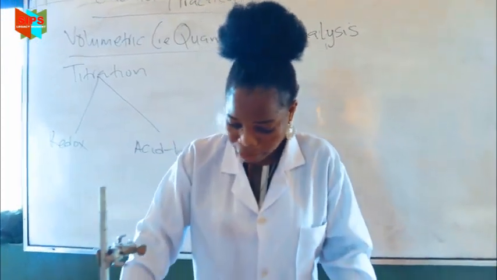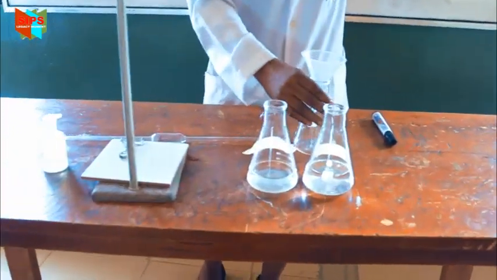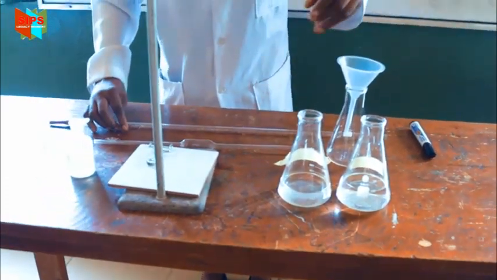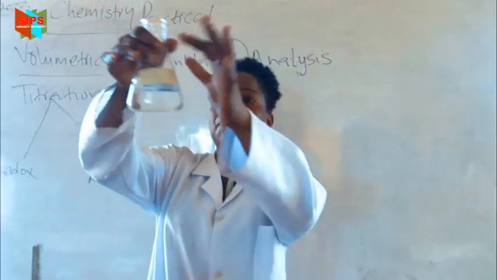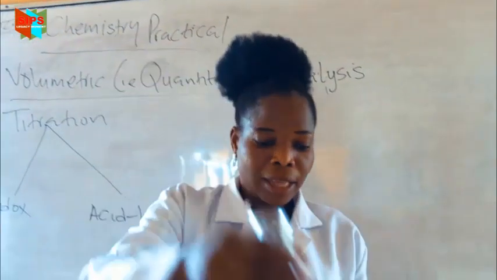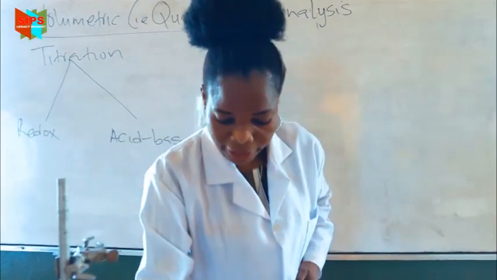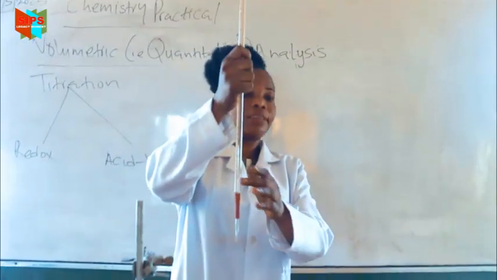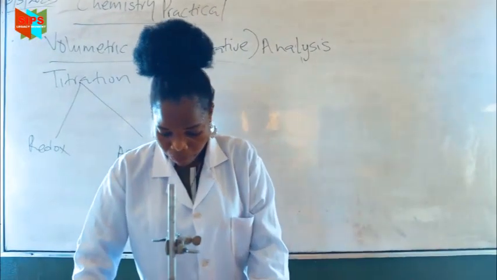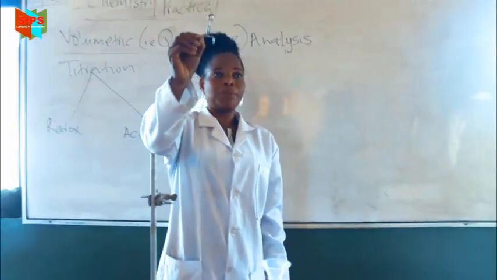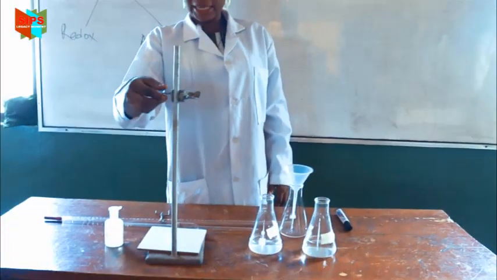Here we are going to look at what I'm saying. I want to carry out the titration. What we are going to look at here is an acid-base titration. In an acid-base titration, we have the acid which I labeled A, and the base which I labeled B. This is my burette, and this is my pipette. And this is my clip. Then we have the clamp here.